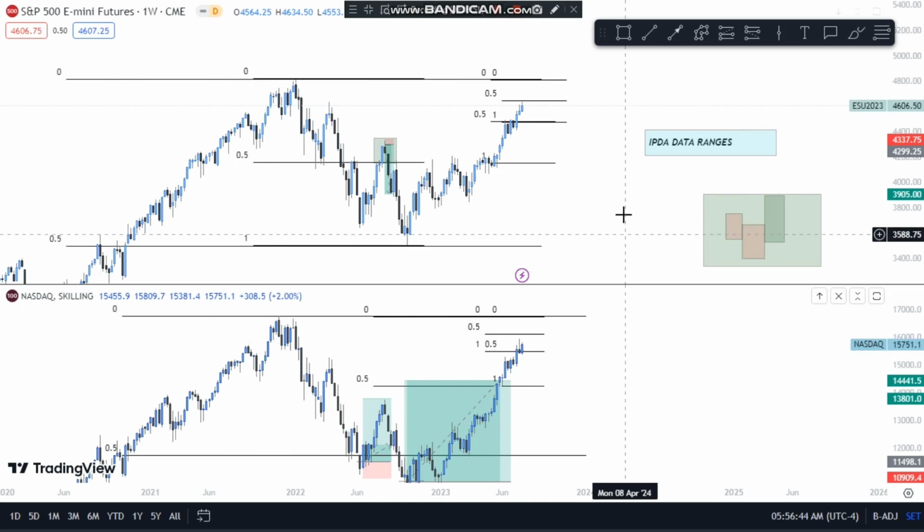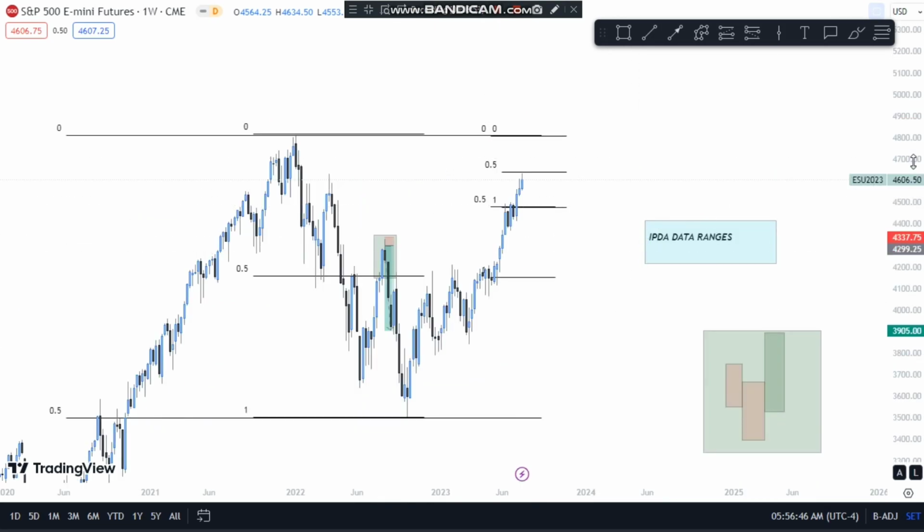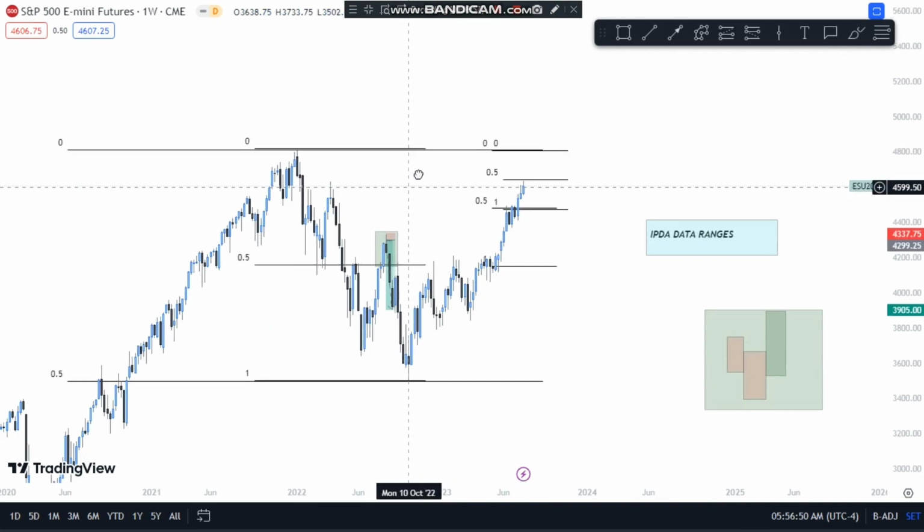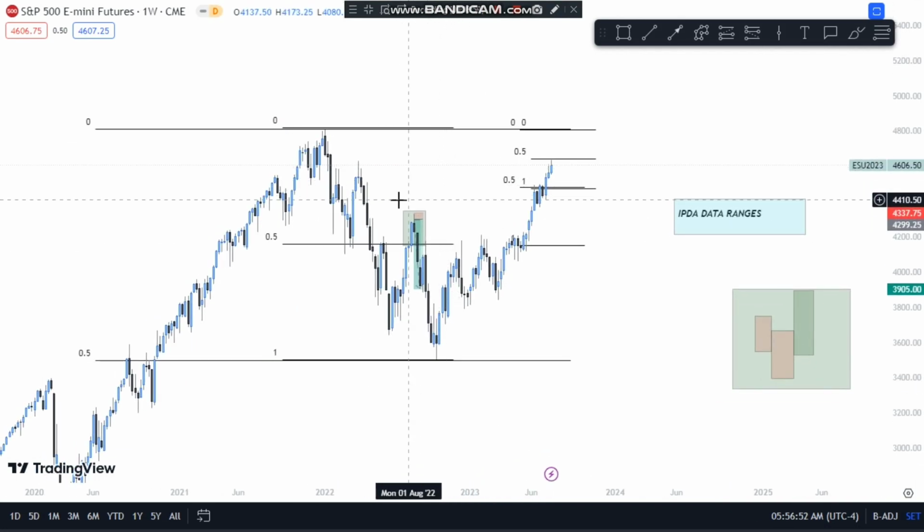So this was all about the IPDA ranges and the order blocks. So this should be enough for you guys to pass any funded challenge.